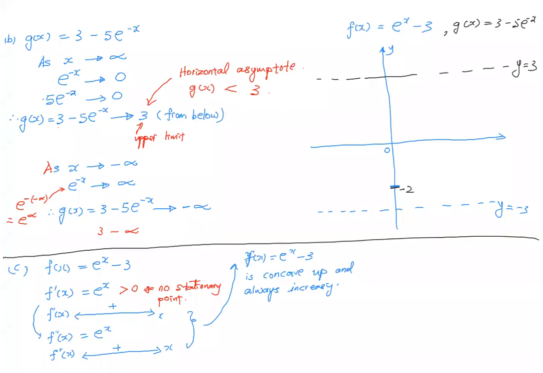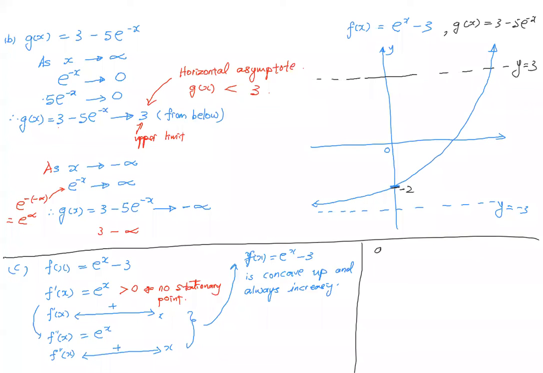So from now, I know how the shape of the graph looks like. Concave upward, always increasing, so you have to go like that. All right? So this is my y equal to f(x), the one in blue. Okay? So that's why they ask you to do part C. Okay? Got it? So now I'm going to do for g(x).